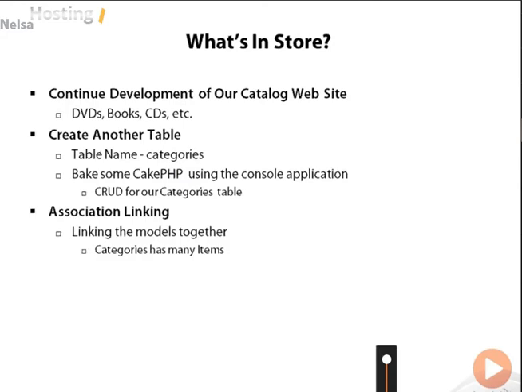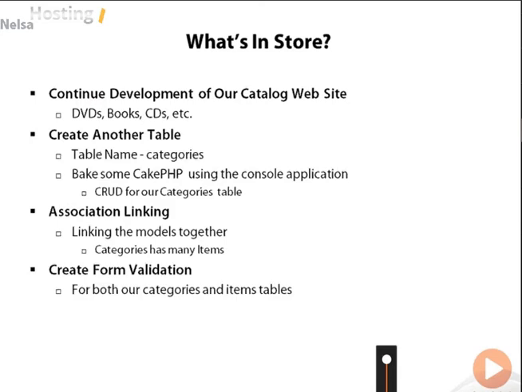We will then link our category model and our item model together. This way CakePHP will know that our categories to items relationship is a one-to-many. We also don't want to forget about data validation. CakePHP has a sweet set of validation rules that will save a lot of time. Let's go ahead and get started.